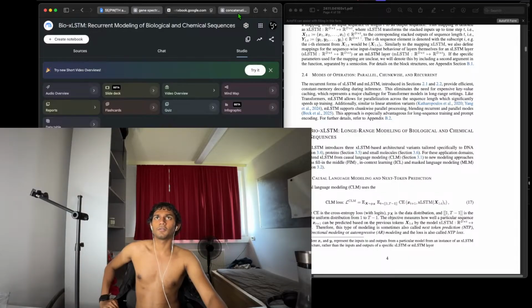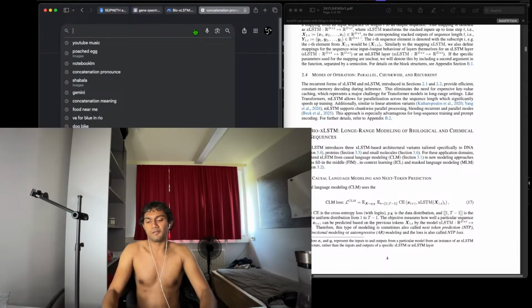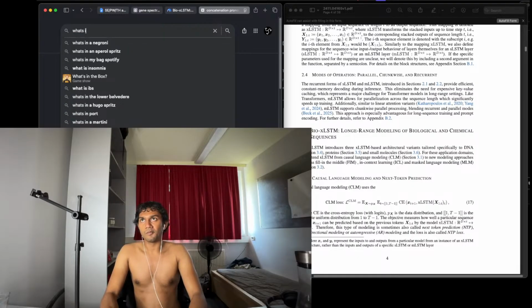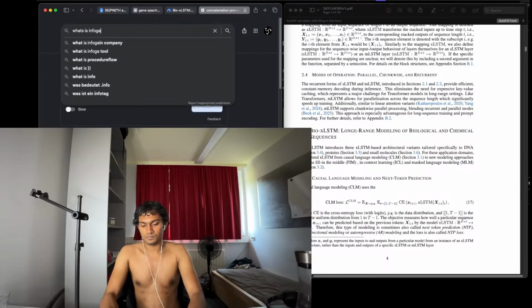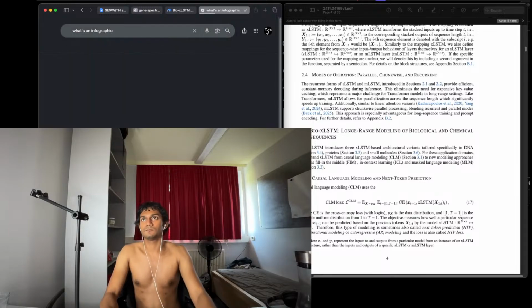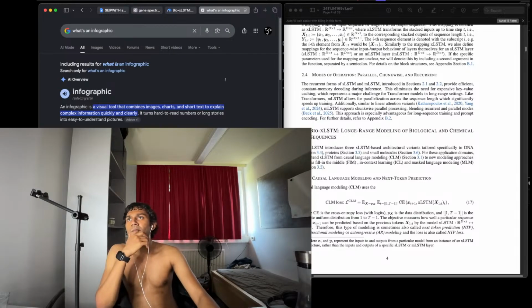Infographic. What is infographic? A visual tool that combines images, charts, and a short text to explain complex information quickly and clearly. Okay.